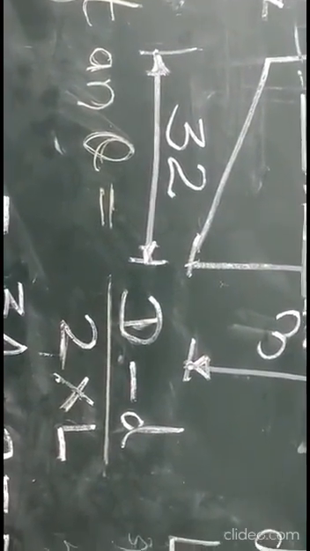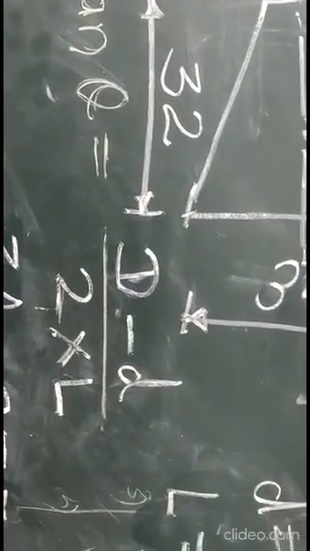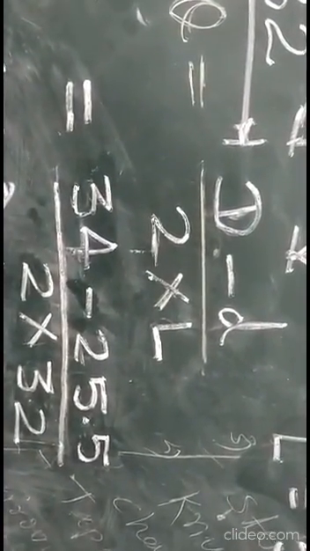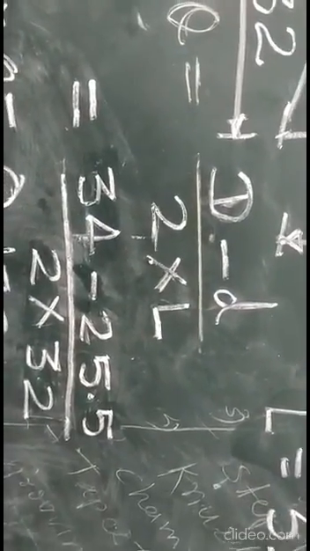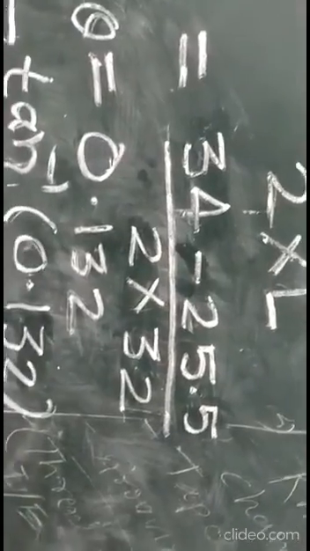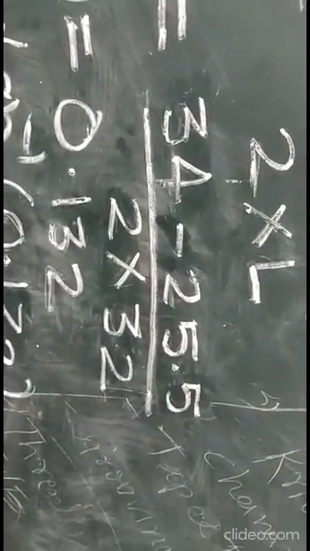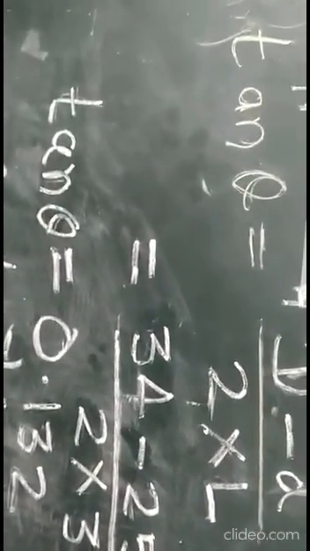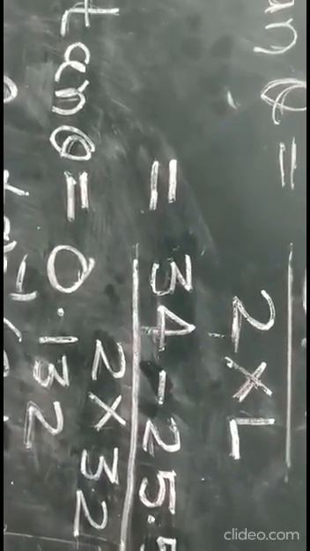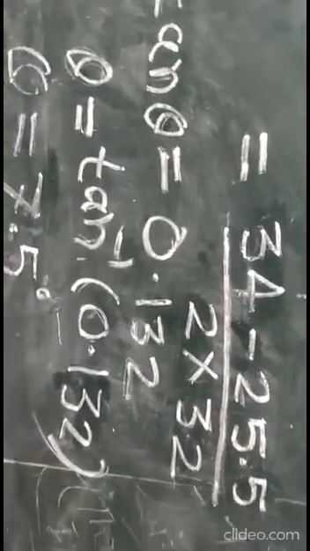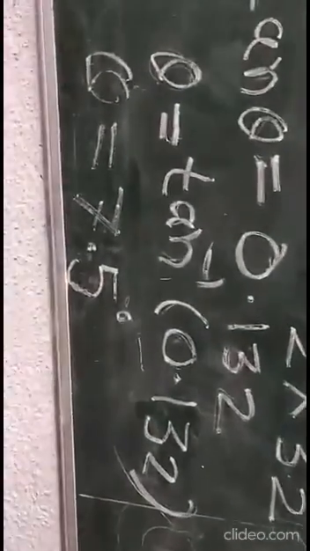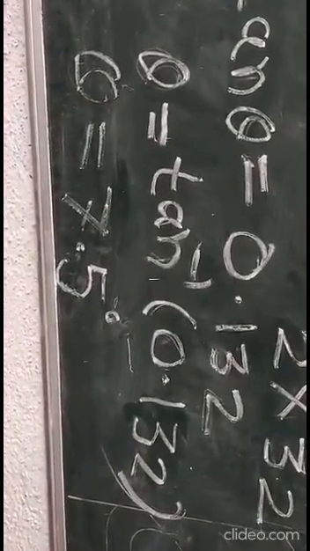Tan theta is equal to (D minus d) upon 2 into L. So capital D is equal to 34 minus small d is equal to 25.5, 2 into length is 32. After calculating this, we get answer 0.132. So tan theta is equal to 0.132. So when you calculate angle, theta is equal to tan inverse of 0.132. So we get theta is equal to 7.5 degree.